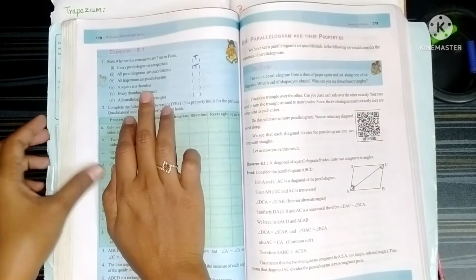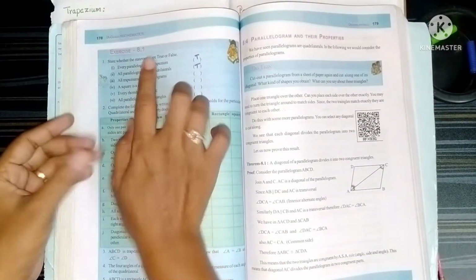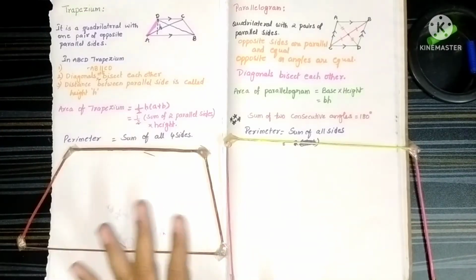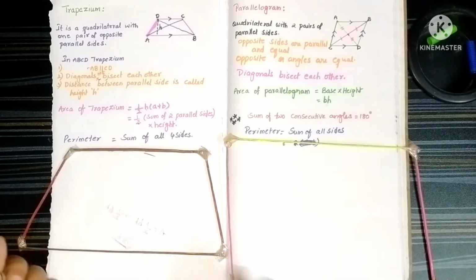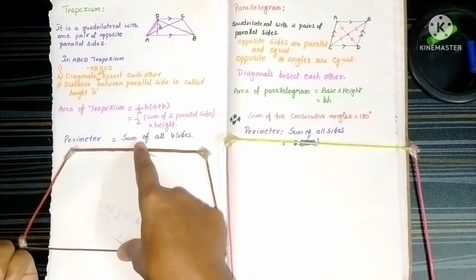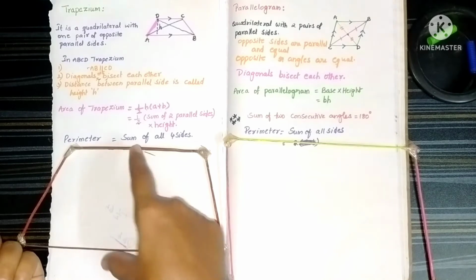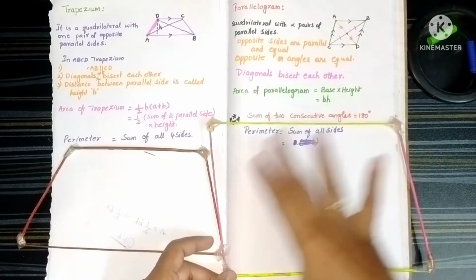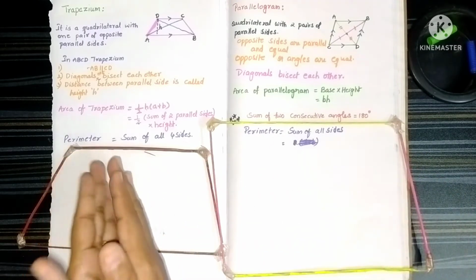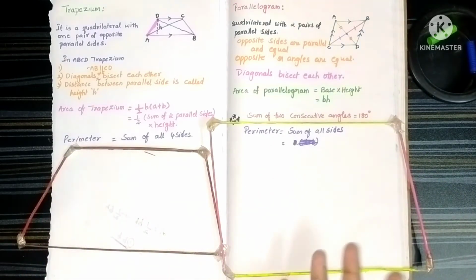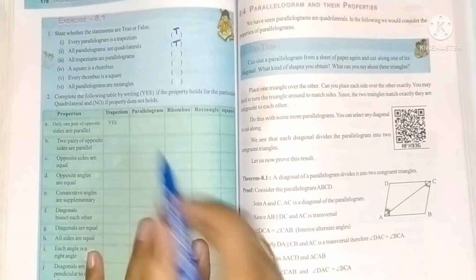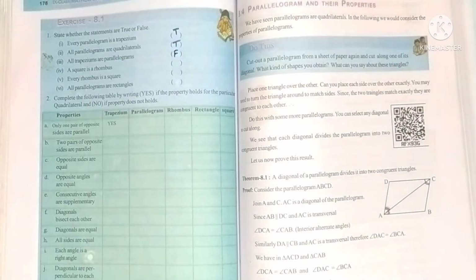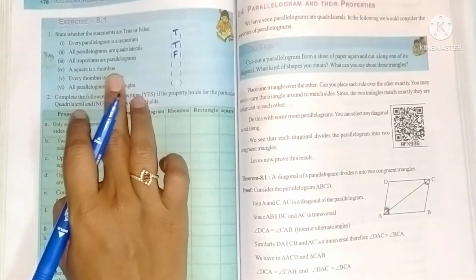So here third one, I already explained, it's just the reverse of the first one. All trapeziums are parallelograms. Simply it is false, because a trapezium has only one pair of opposite parallel sides, but a parallelogram has two pairs of parallel sides. So all trapeziums cannot be parallelograms. So it is false.